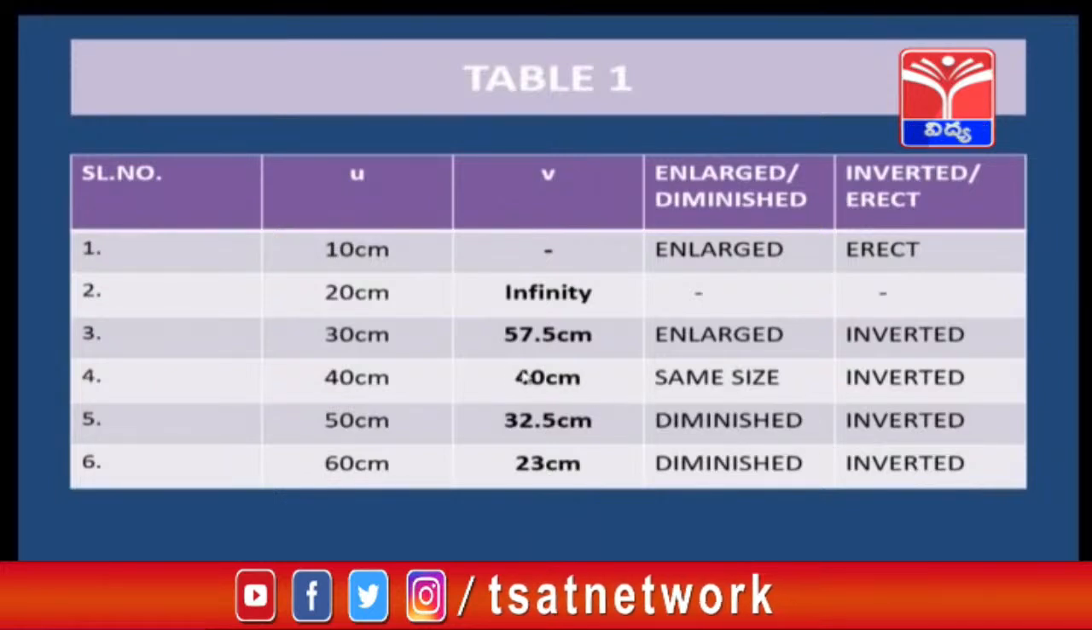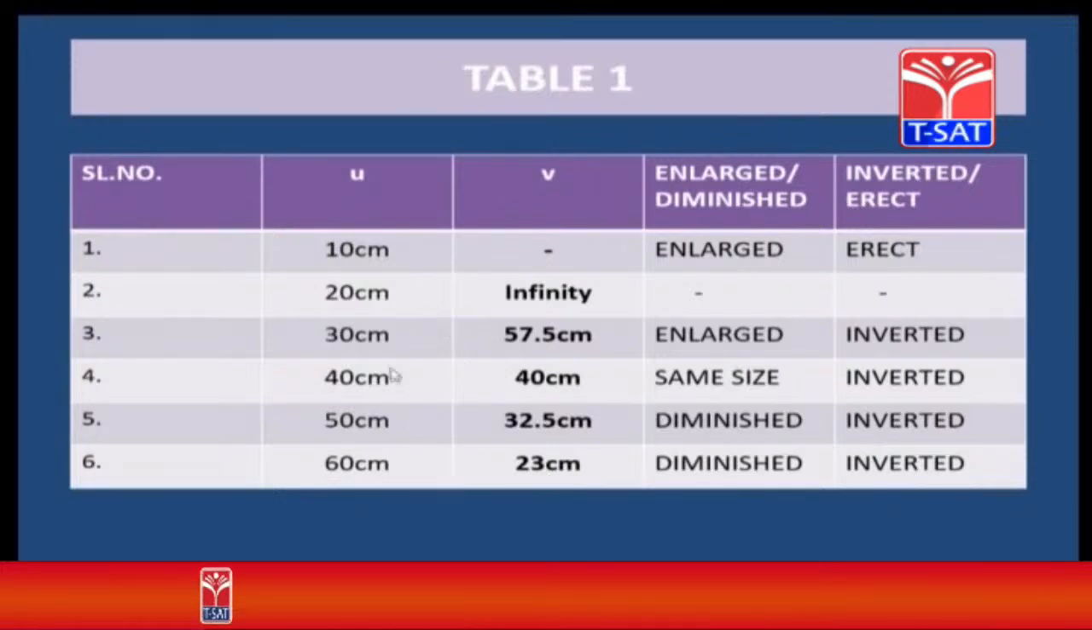So children, when we observe these values, we can say that as the object is moving away from the mirror, the image is getting closer and closer to the mirror. At the same time, its size is getting gradually diminished.